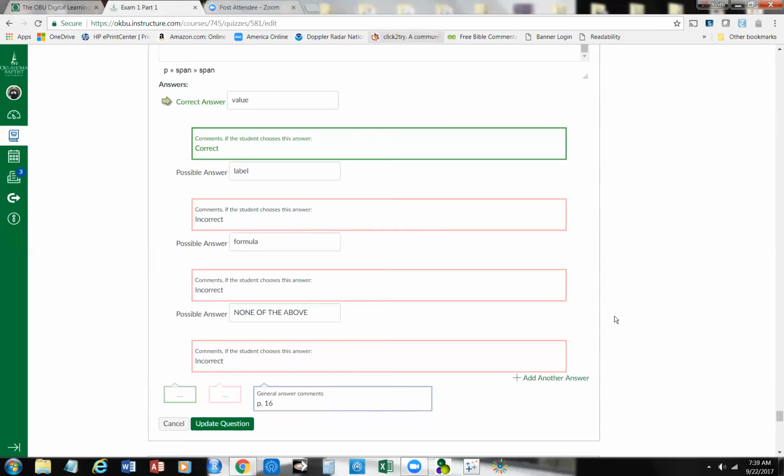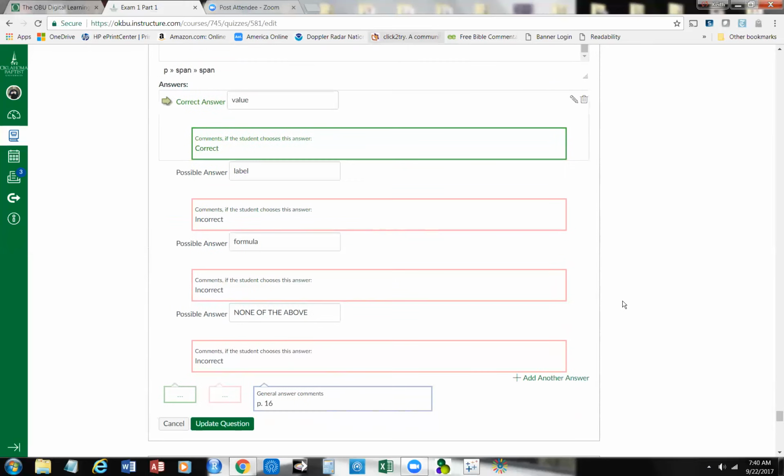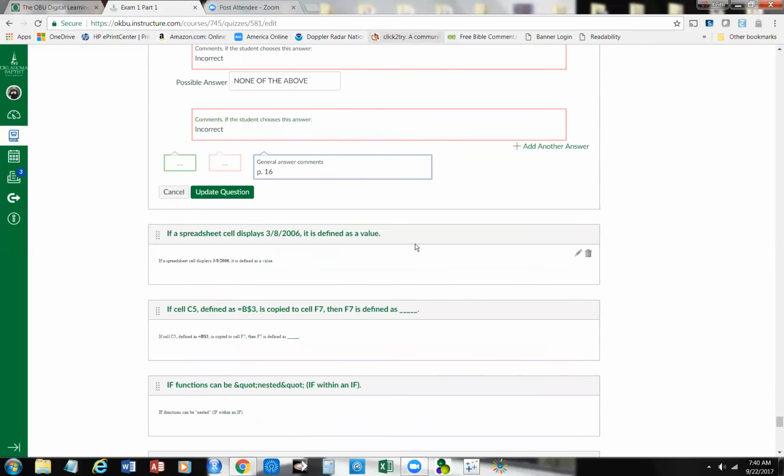It is page 16 in the textbook. It says if the spreadsheet displays 100, it's defined as a value. We've talked about what's in the formula bar versus what's displayed in the sheet in the cells. The correct answer there is value.